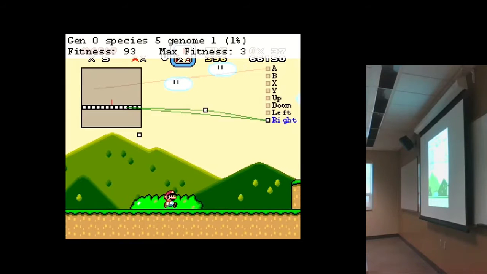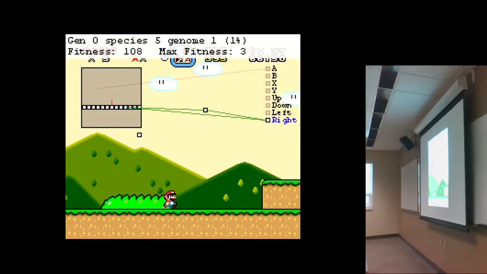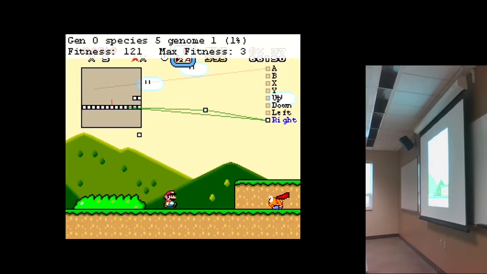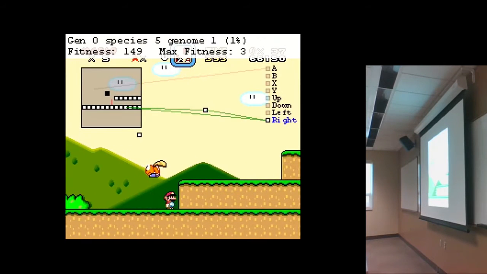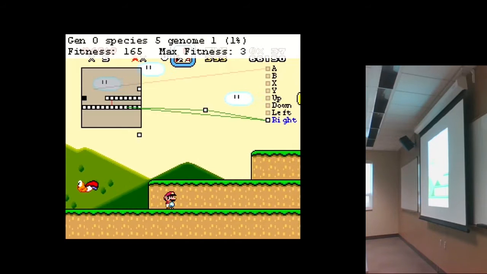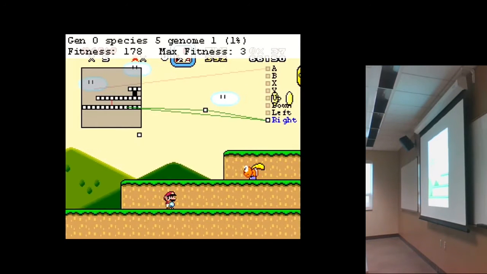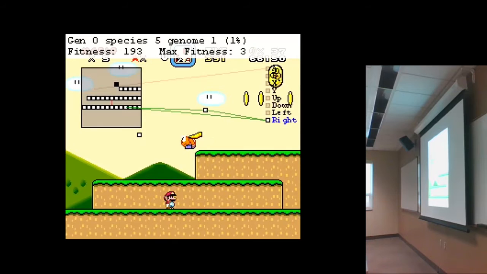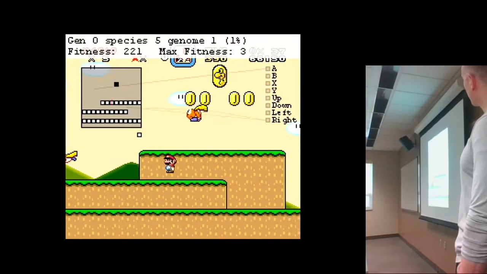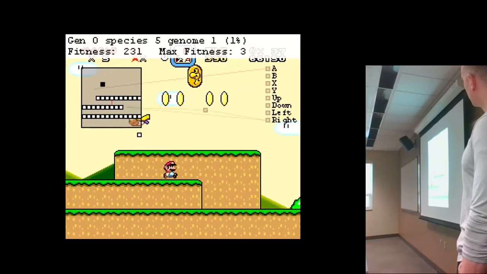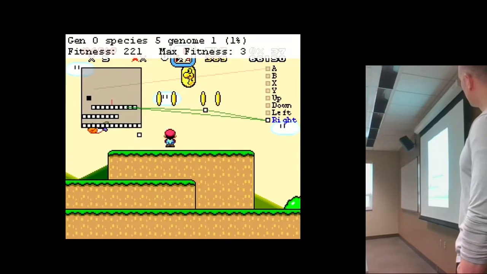A green line reading from a black or white square will turn its output the same color. A red line reading from a black or white square will turn its output the opposite color. In this case, the green lines read from the platform that the player is standing on and make the neural network press the right button as long as the player is standing on it. However, when the red line reads a black square representing one of those Koopas, it presses the A button and makes the player jump.